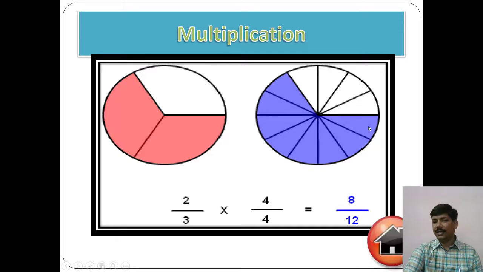In this way, if we look at the colored part in both pictures, the value is the same, but the fraction of this picture is 8 by 12 and the fraction of this picture is 2 by 3. So the value is the same. So in this way, 8 upon 12 is the equivalent fraction of 2 upon 3.